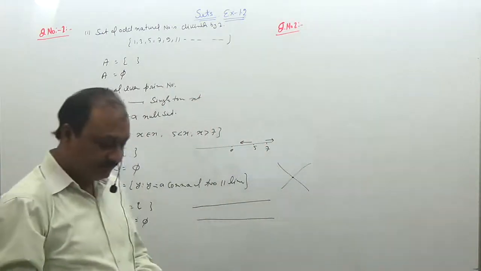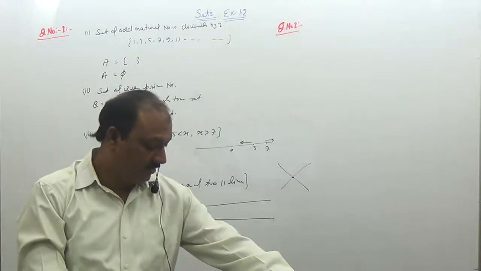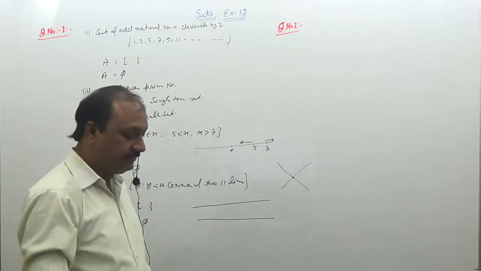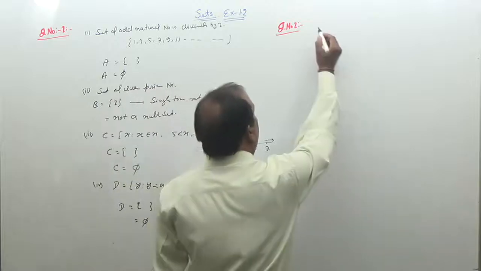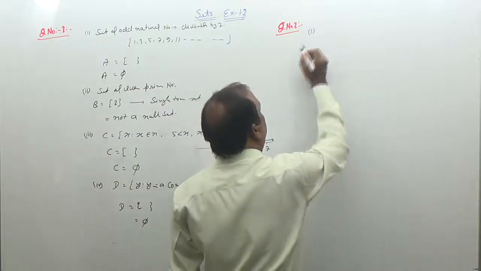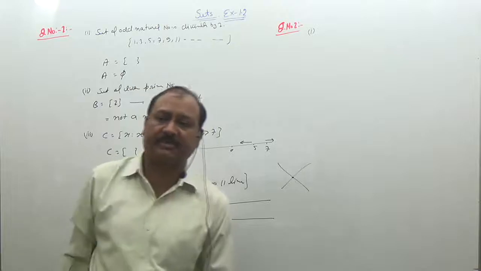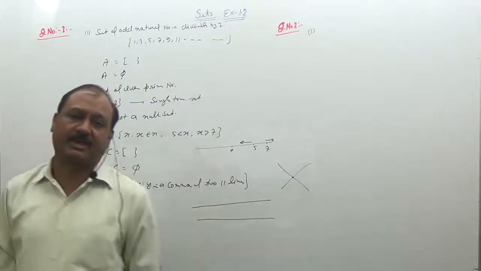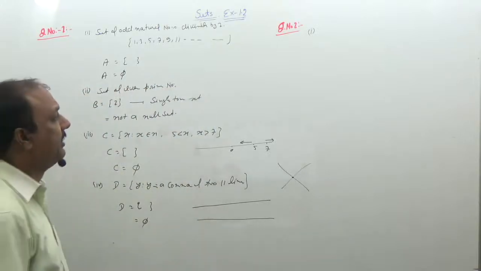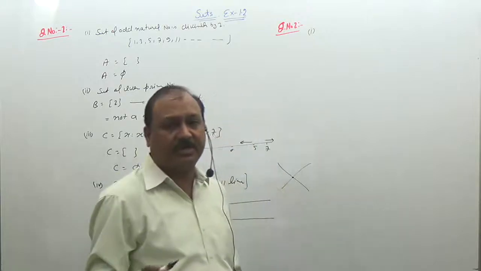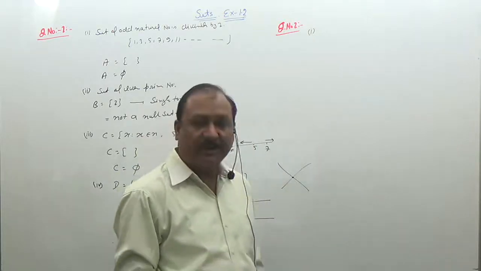Question 2 is, which of the following sets are finite or infinite? First, we know about the finite set or infinite set. A set which contains elements which can be counted is called finite, and a set whose elements cannot be counted is called an infinite set.